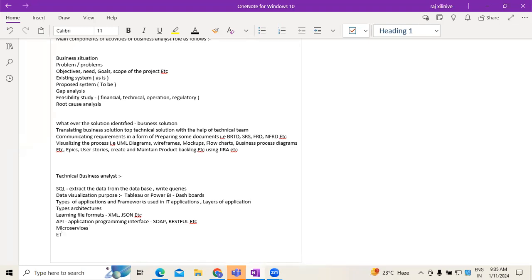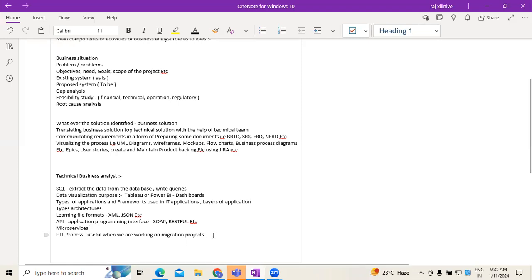Next, the ETL process, because whenever we are working on migration projects, the ETL process is something we have to be familiar with. It is useful when we are migrating from old traditional legacy systems to the new application. This is also one of the key and prominent elements which people expect nowadays.